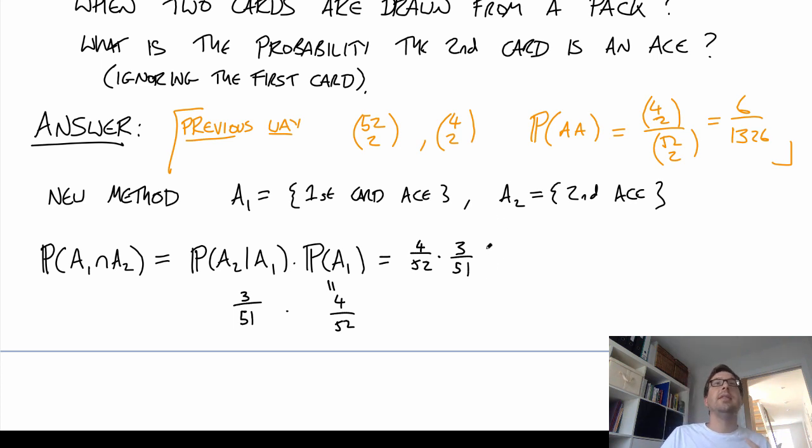So that gives us a much quicker way. We're not dealing with quite as big numbers as we would with the counting methods. I find it's a much more intuitive way of thinking about how to calculate these sorts of probabilities, to think of things in terms of conditional probabilities. Given the first card was an ace, what's the chance that the second card is going to be an ace?